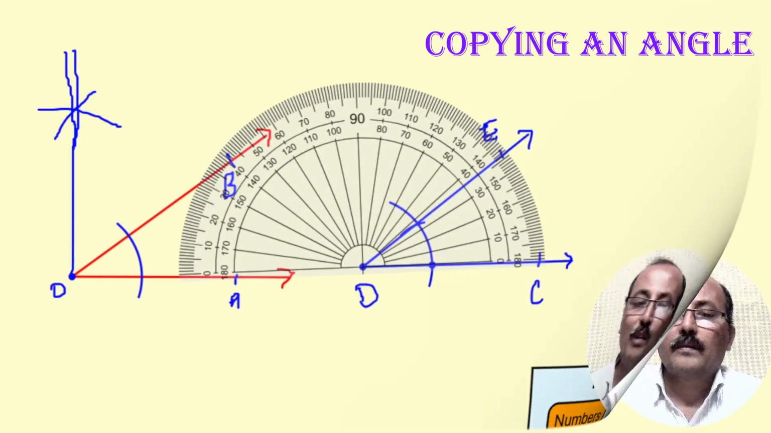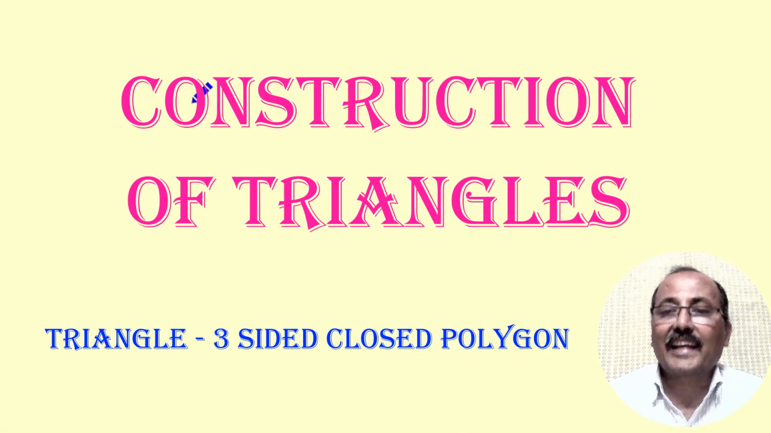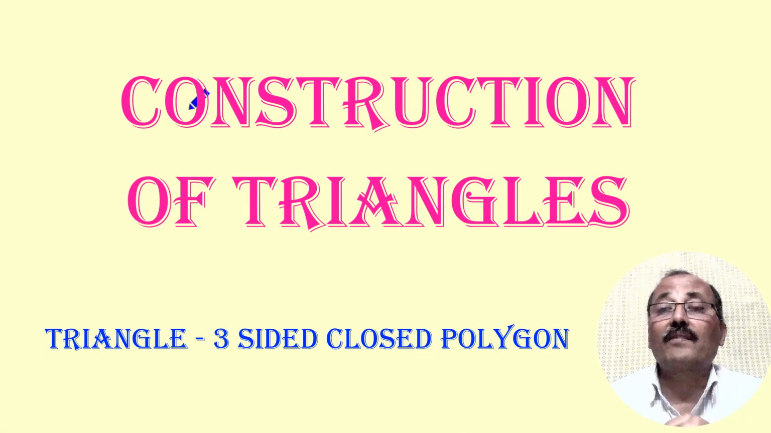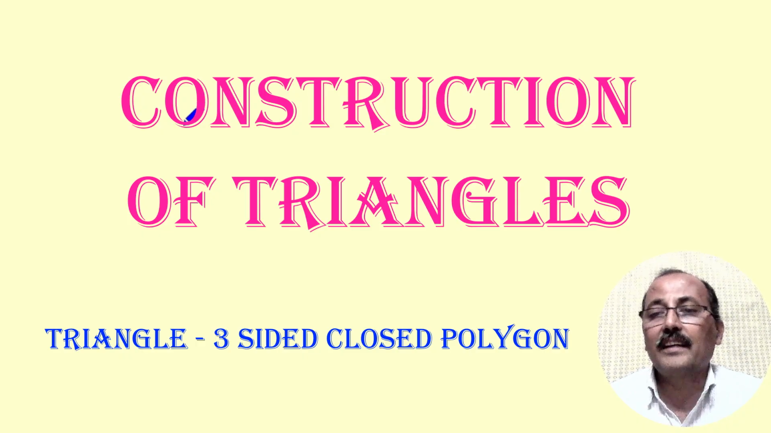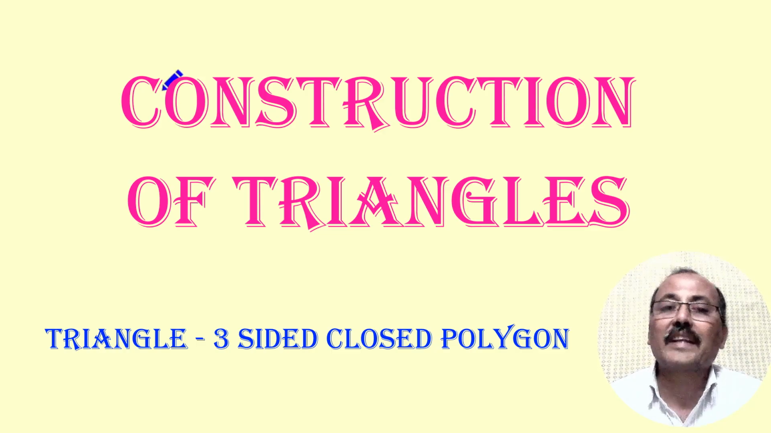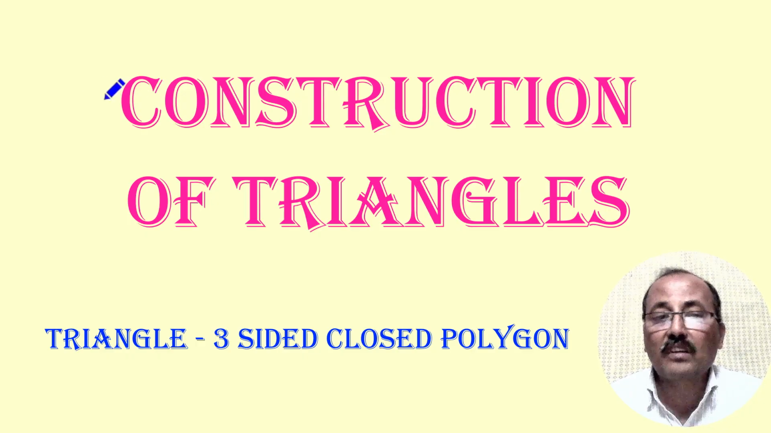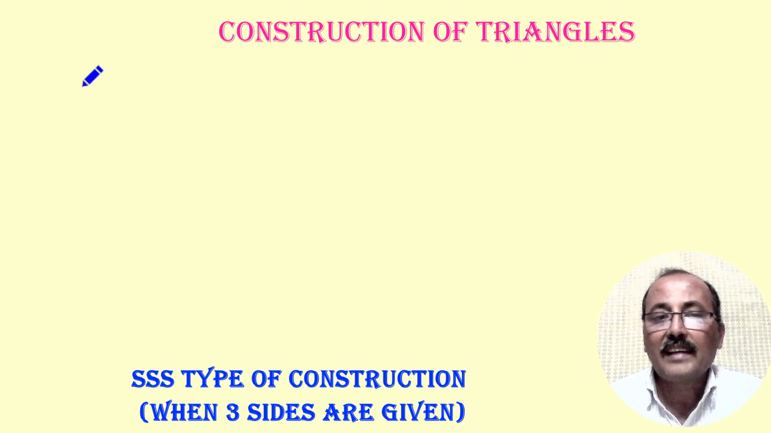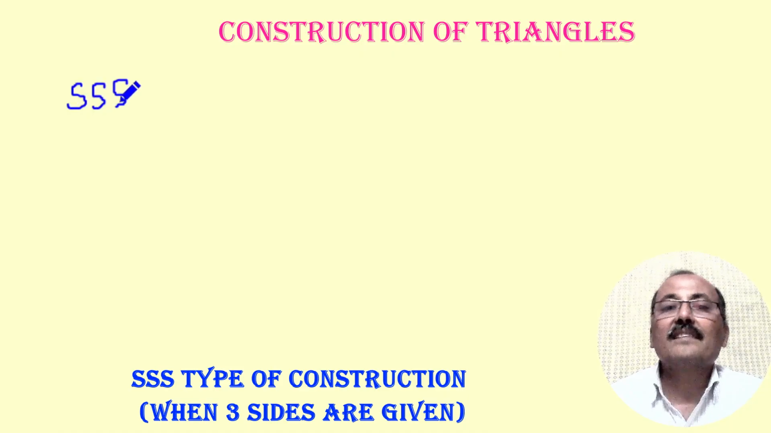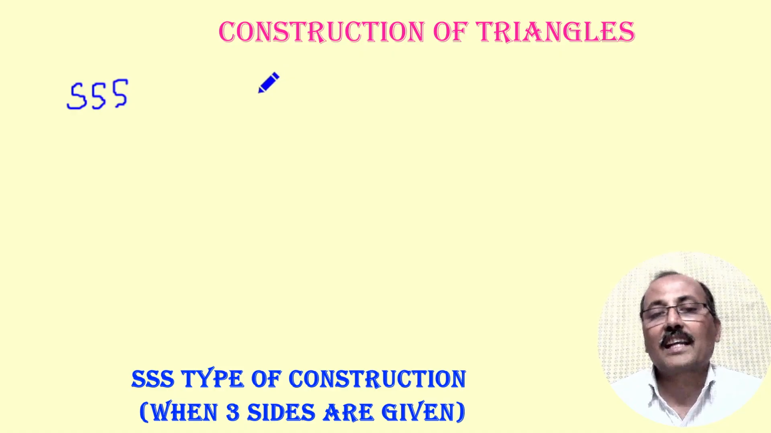My dear children, the next topic is construction of triangles. What is meant by a triangle? A three-sided polygon, a closed polygon. It should be a closed three-sided polygon. Now, how to construct one depends on some types. The first type I am going to take is side, side, side. Three sides are given. What are the three sides that are given?